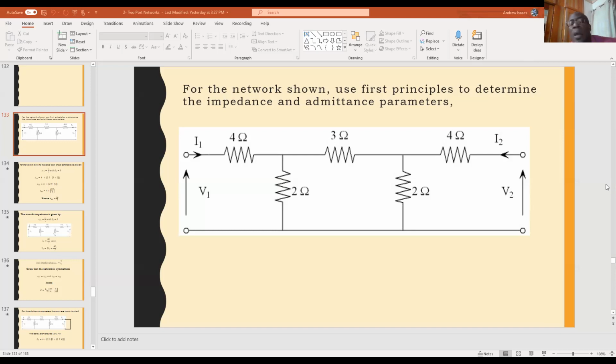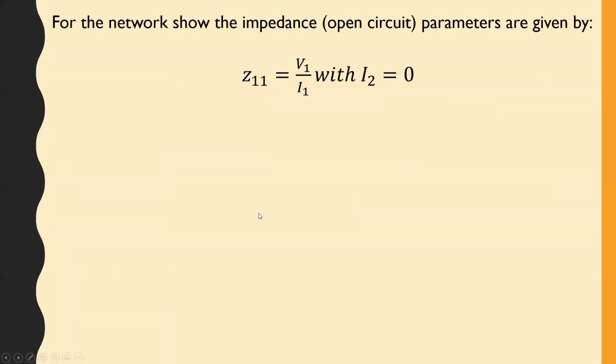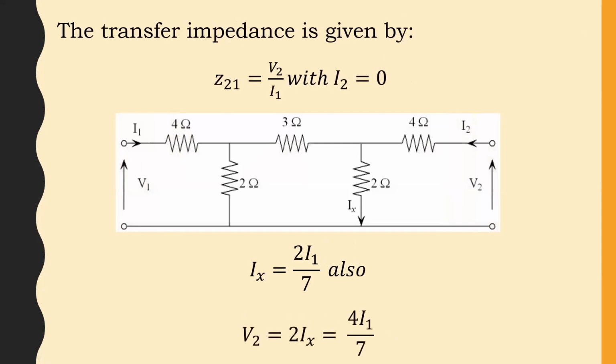Let's get started. So yesterday we looked at this circuit. We tried to determine the impedance and admittance parameters from first principles. Of course, for Z11, we calculated that to be 38/7. For Z21, we found that to be 4/7.